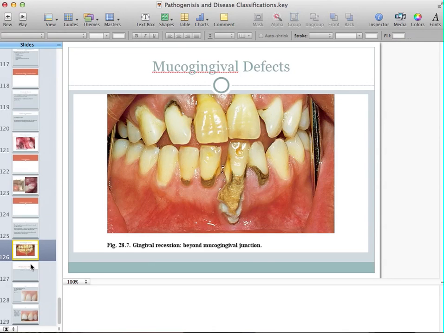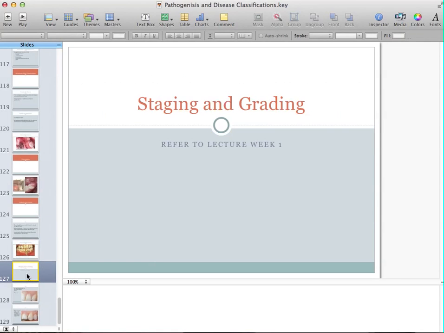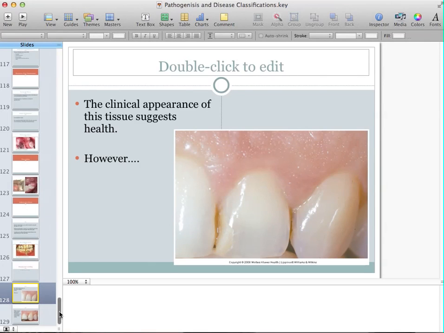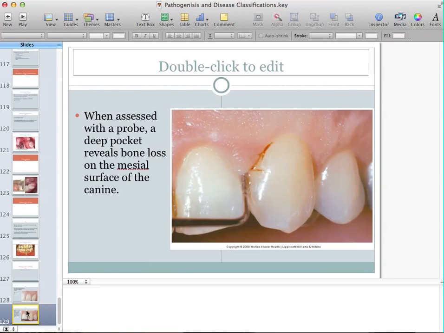Mucogingival defects, such as recession due to malocclusion. And then staging and grading. And I think that is it for pathogenesis and disease classifications.